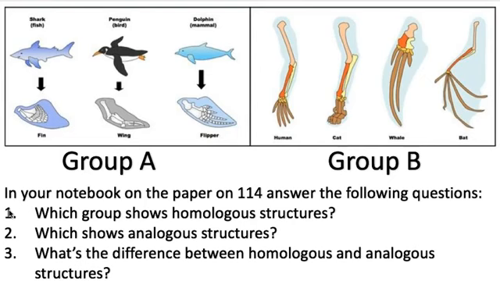And then the last question that I want you to answer is, I need for you to be able to tell me what's the difference between the homologous and the analogous structures. And so for that, you're going to want to look at your evidence of evolution foldable that you should have put on page 111. And so you're going to have about 5 minutes starting now to get these three questions answered.